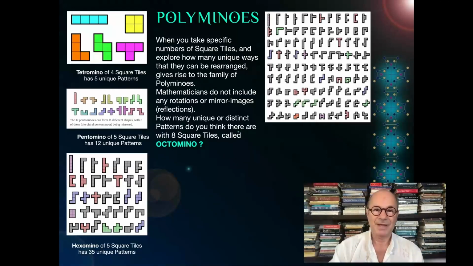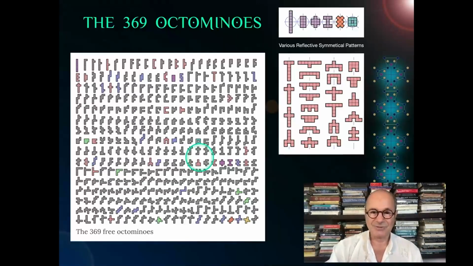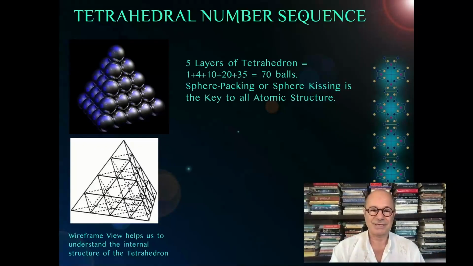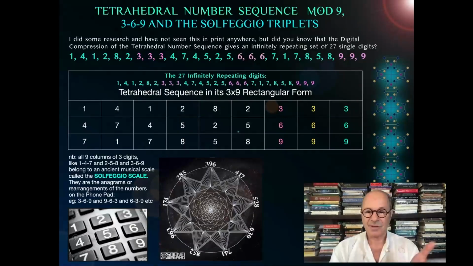There's a thing called octominoes, where you take 8 tiles, and how many different ways can we lay out 8 tiles, like square tiles? There's actually 369 different variations of how an octomino can be tiled. So this is what I mean. This is all just references to 3, 6 and 9 in other sequences.